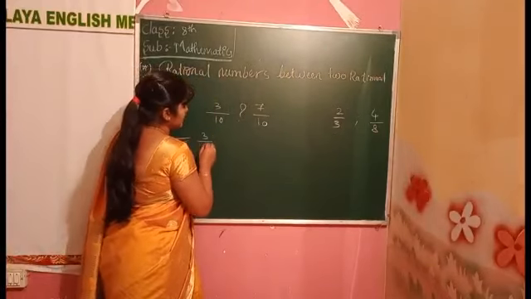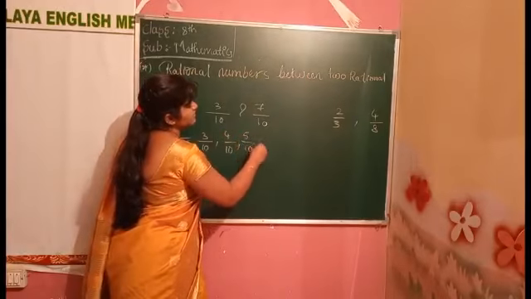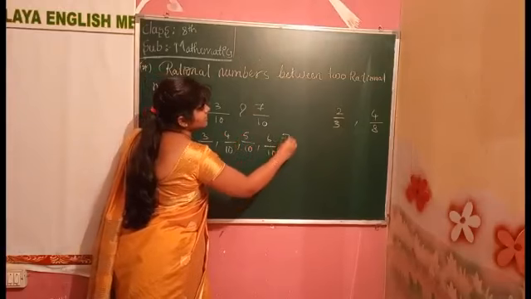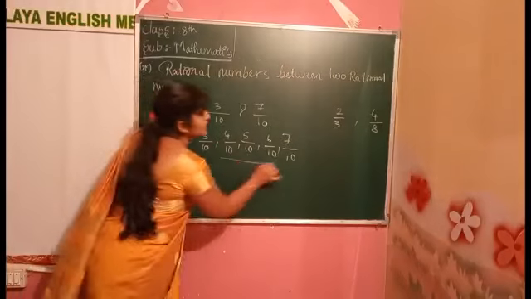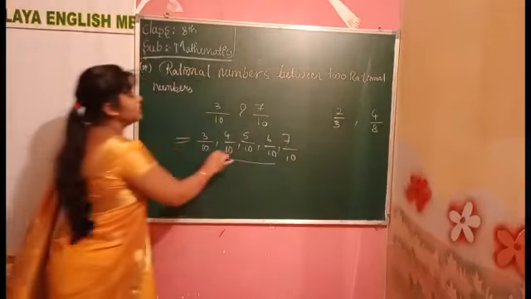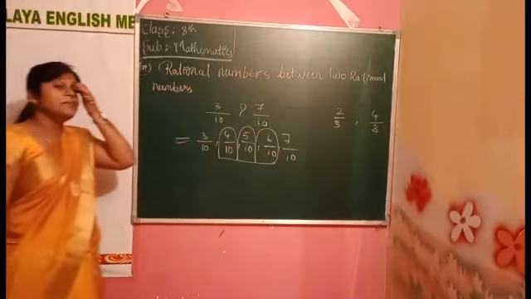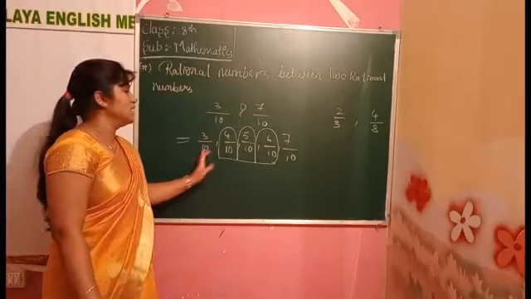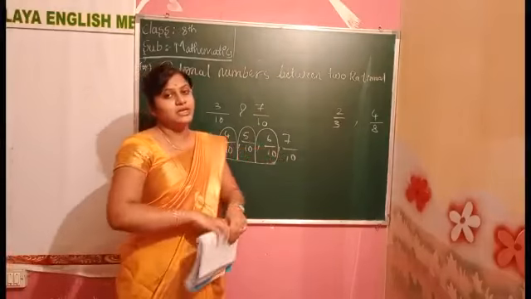We have 3 by 10. The next number will be 4 by 10. The next number will be 5 by 10, 6 by 10, and the next one is 7 by 10. Yes, we got the middle rational numbers. We got 3 middle rational numbers. How many middle rational numbers did we get, children? 3 middle rational numbers we got in between 3 by 10 and 7 by 10. These three are the rational numbers.